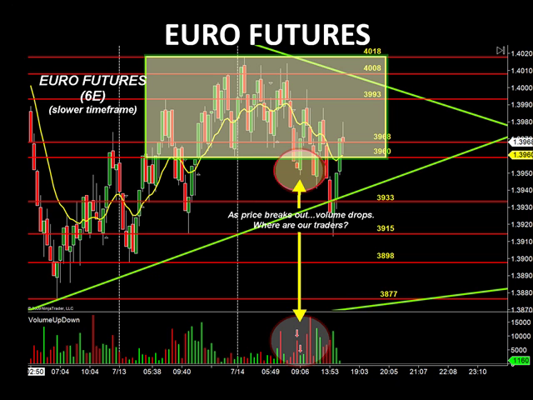Now today was a pretty slow and choppy day, and of course on the Euro futures, you guys can see here, we identified this wedge pattern. You can see the wedge moving from left to right as the trend lines, these green trend lines, begin to box in this price.